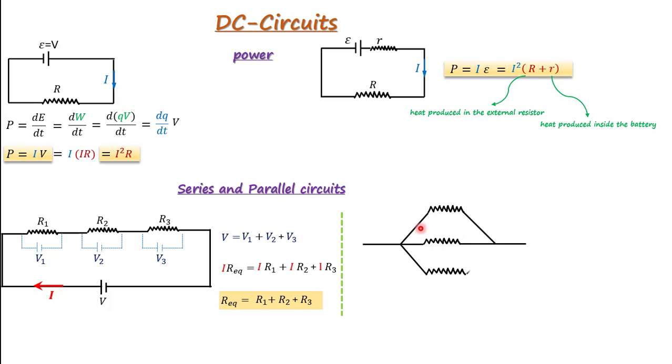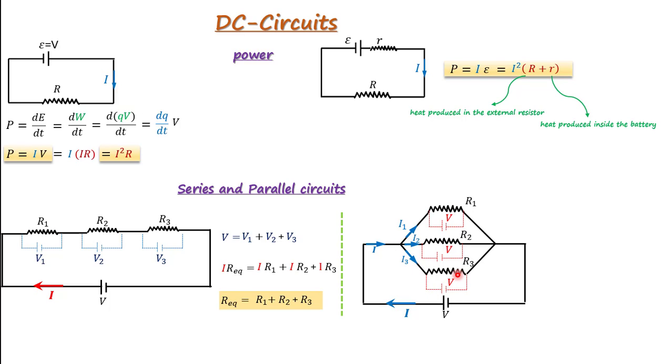Now for the parallel circuit, let's draw this simple picture. Now we have R1, R2, and R3, and we have a power supply here. Since they are in parallel, the potential across each resistor will be the same. The potential across R1 will be V, and the same for R2, and also the same for R3. They're all V, but we are going to have different currents. The current will split into three branches.